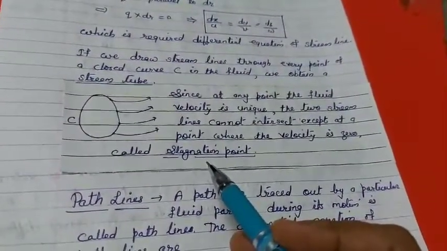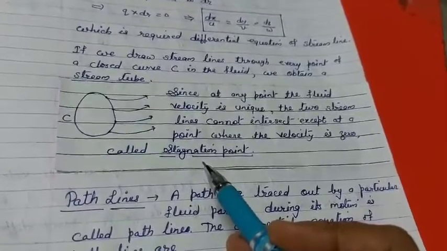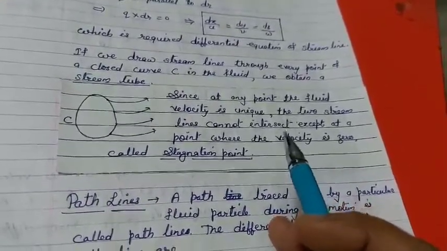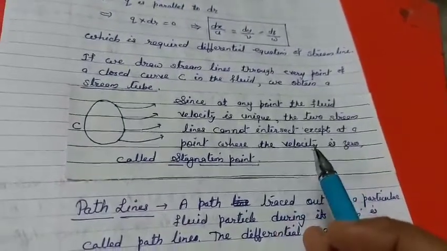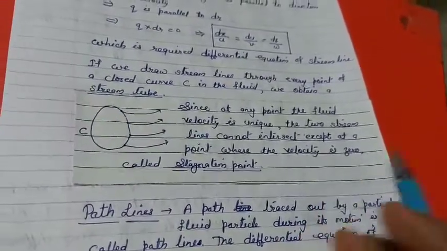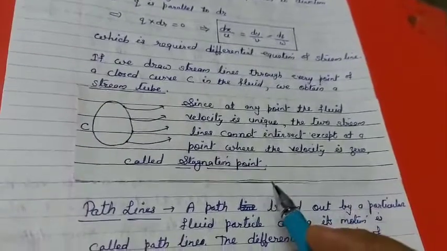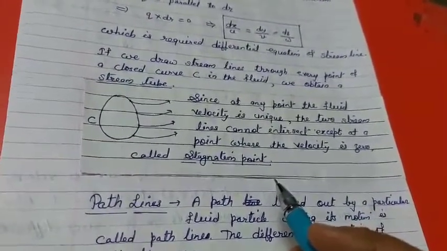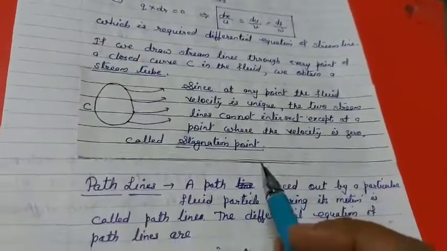Also, since the velocity is entirely in the direction of the tangent at any point of the streamline, there cannot be any normal component of the velocity. That is, the fluid cannot flow across the streamline at any point in the normal direction.